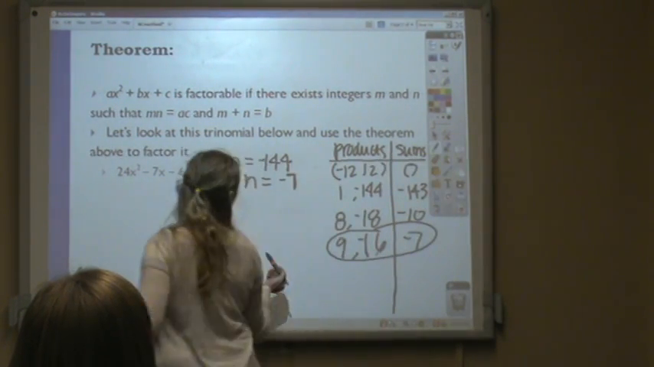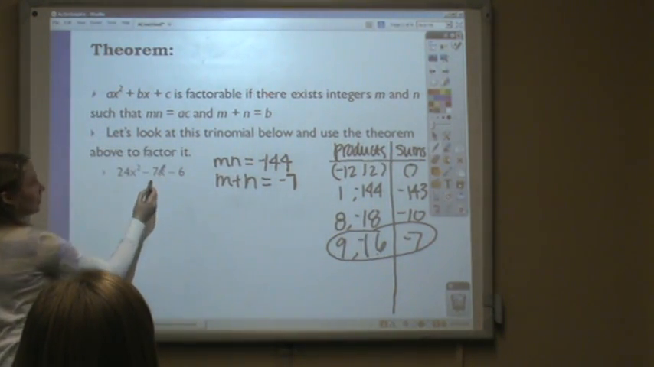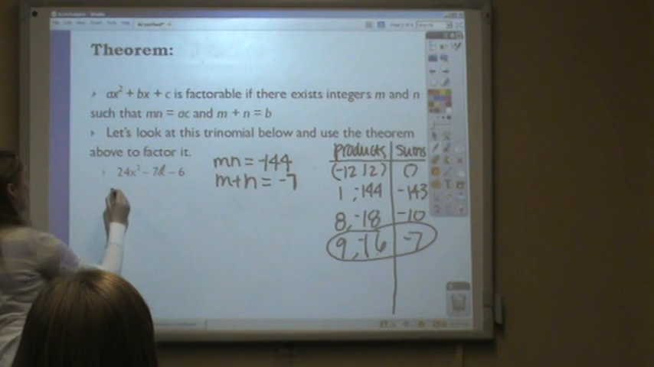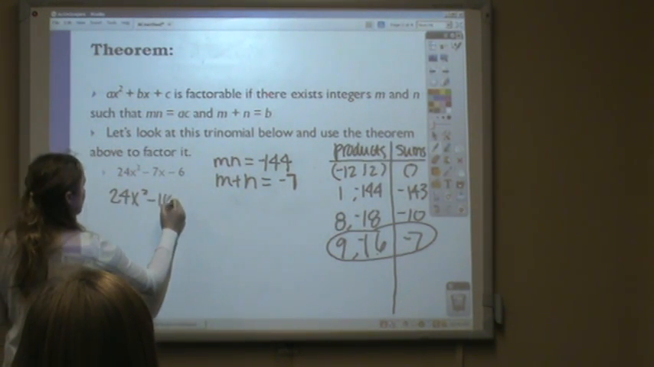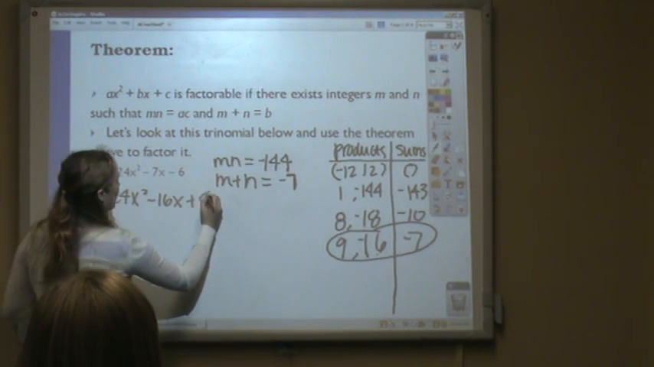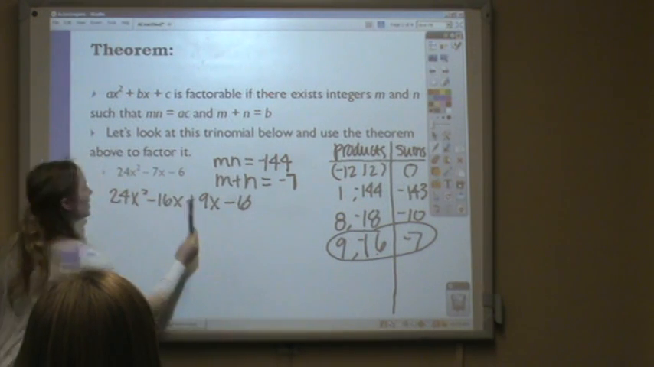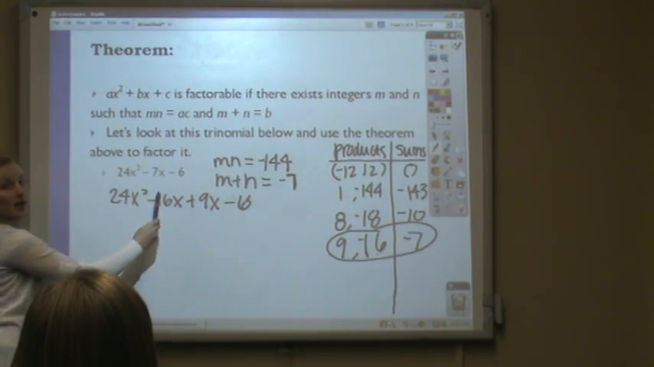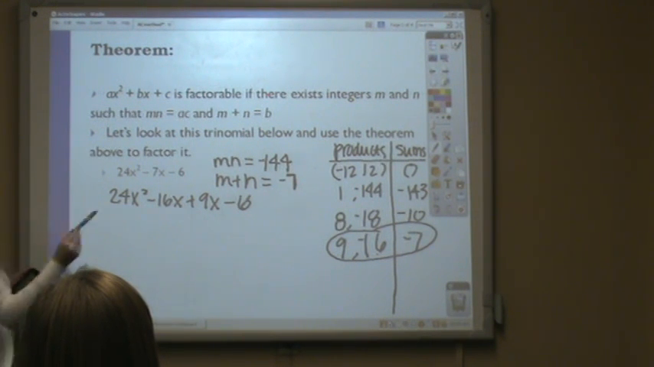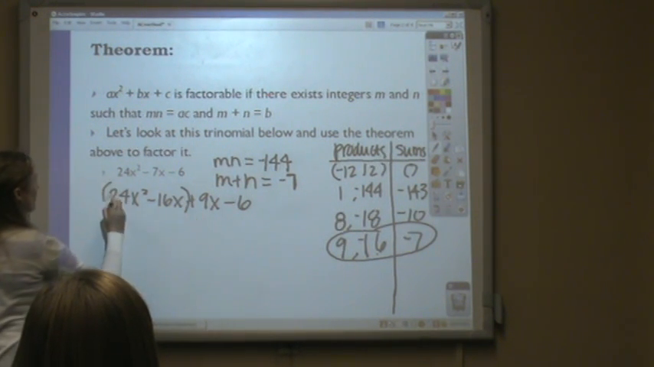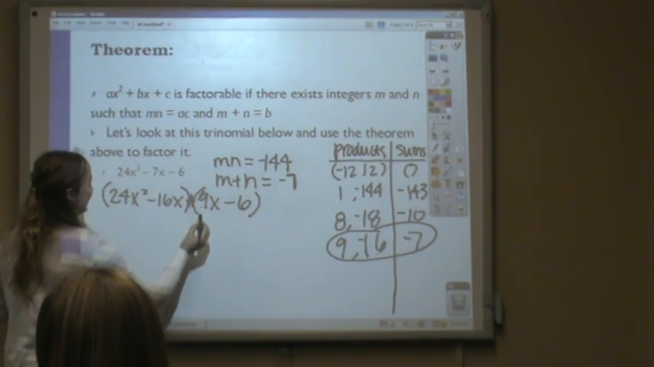So we're going to take these two products and we're going to put them in place of negative 7x. So we're going to have 24x squared minus 16x plus 9x minus 6. We're substituting these two values in for negative 7x. We still get negative 7x if we combine these two together. Okay. So let's group these together.